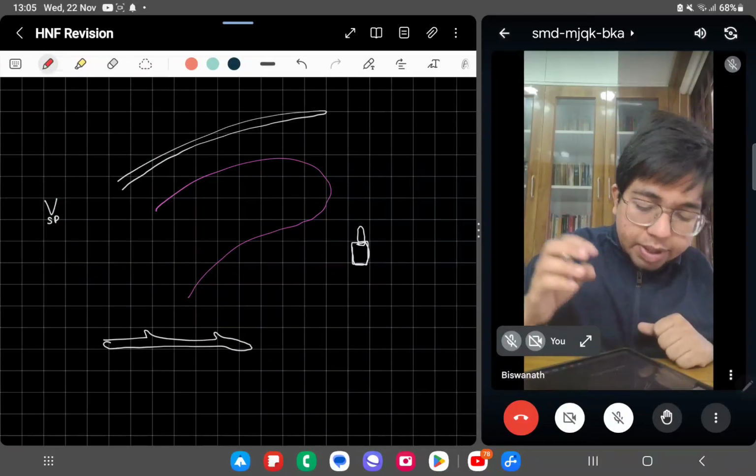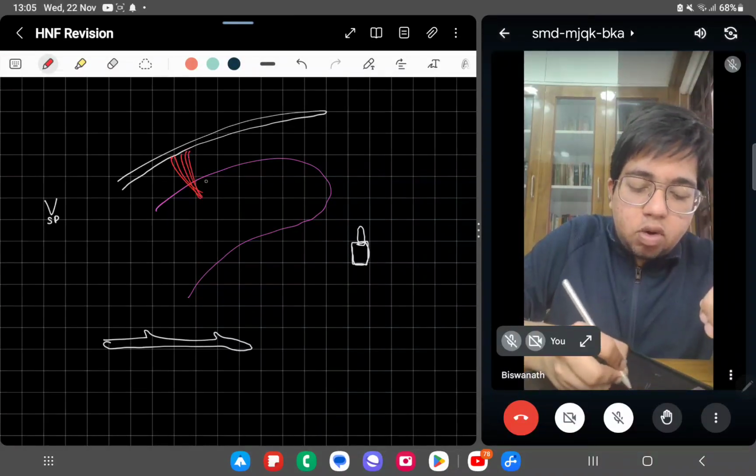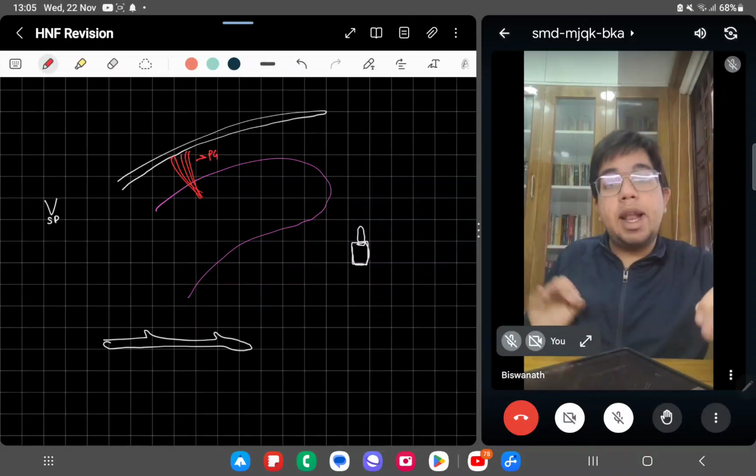Let's discuss how the fibers are arising. From the palate to the tongue, we have our palatoglossus. PG, I'm writing PG, palatoglossus.